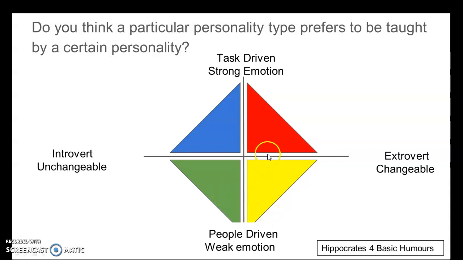Now I happen to know that I fit into this yellow bracket. So I fit into the more extrovert, changeable and people driven, and it says weak emotion. So if I give an example, when I make decisions or if I'm doing anything, I can be very vocal about it. I'm very easily adaptable to change. I'm also thinking about the people involved in whatever I'm doing. So I'm always thinking about how I can work with people best, get people on board.